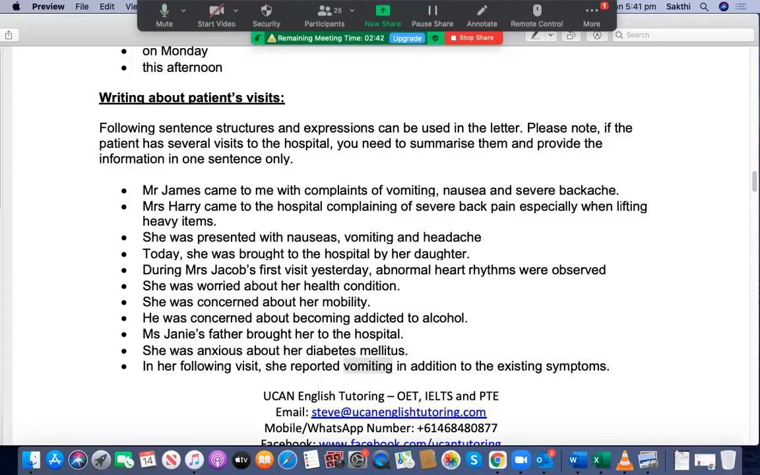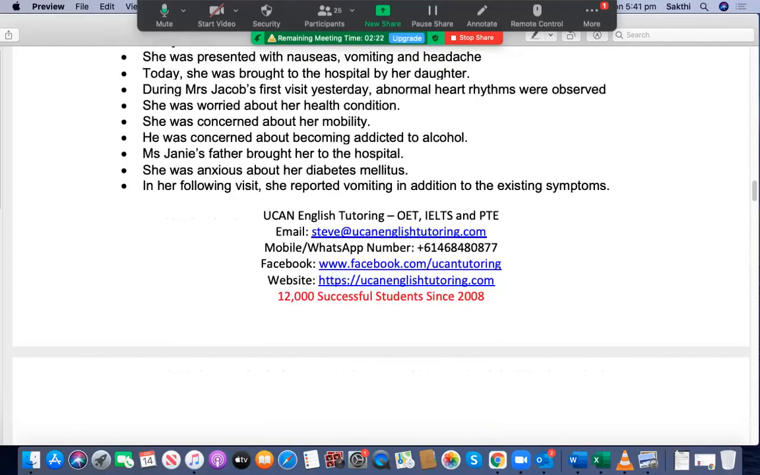And as a result, we are going to include this in our letter, all right, rather than writing down the previous symptoms. You can just simply mention the existing symptoms. That's it. In addition to the existing symptoms, she reported vomiting in her following visit. You can rearrange the sentence as well. That's fine. I'm happy with that. All right. So these are the ways you need to write about the patient's visits.